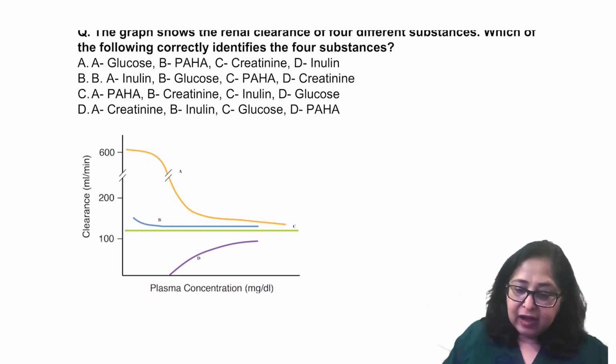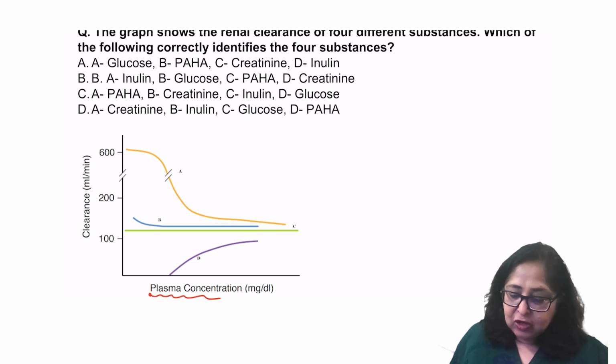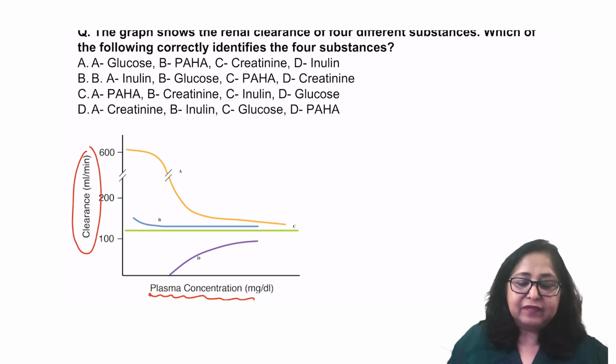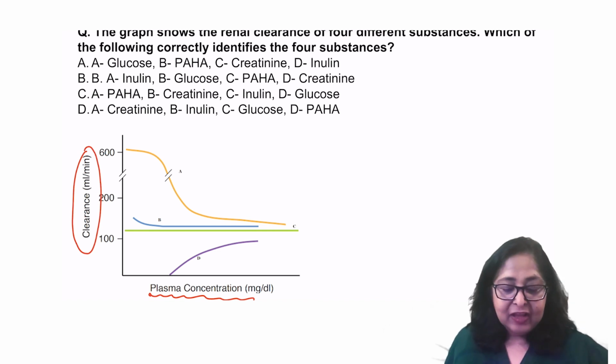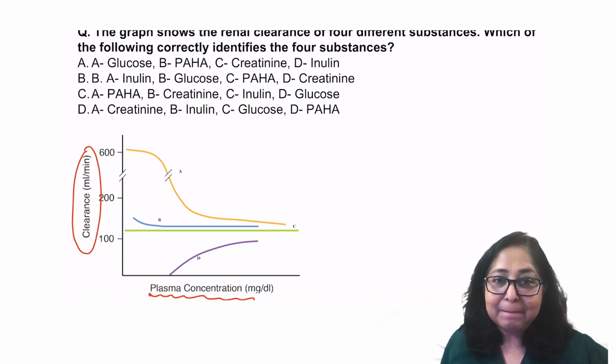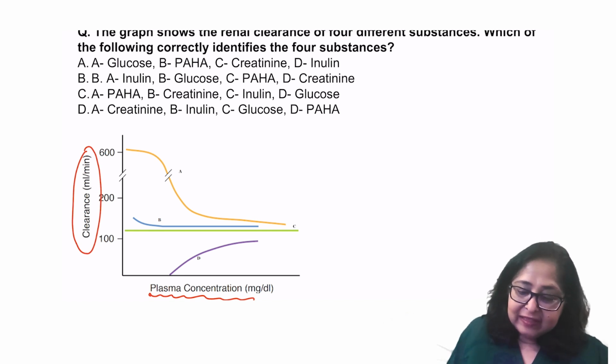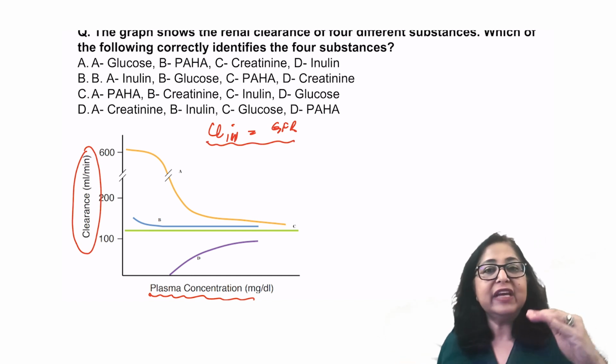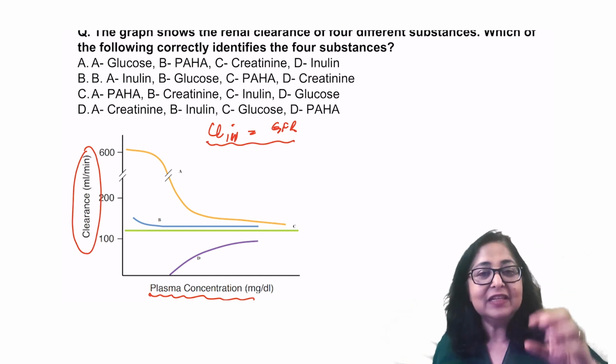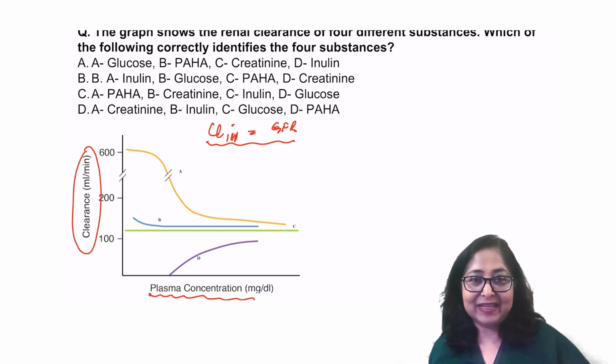Now, if you look at the graph, there is plasma concentration on the x-axis and the clearance is given on the y-axis. The unit for clearance is ml per minute. Now, we know that the clearance of inulin is equal to the GFR. Why is the clearance of inulin equal to GFR? Because inulin is a substance which is freely filtered, not reabsorbed, not secreted.